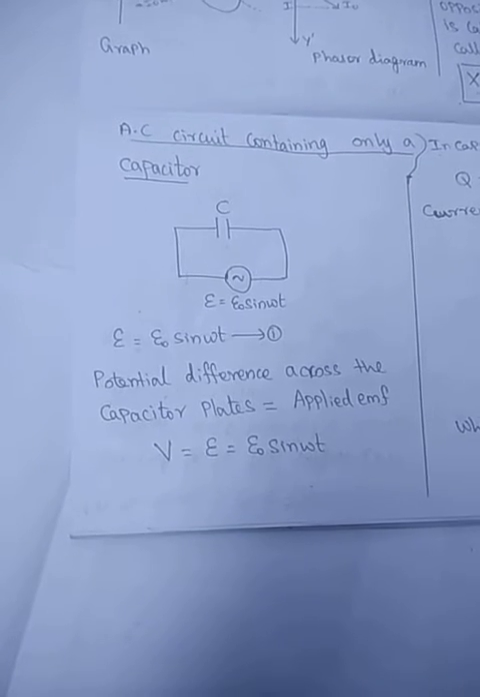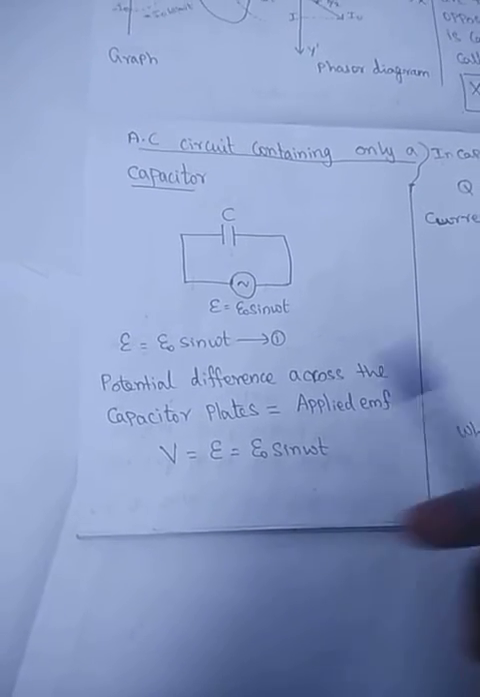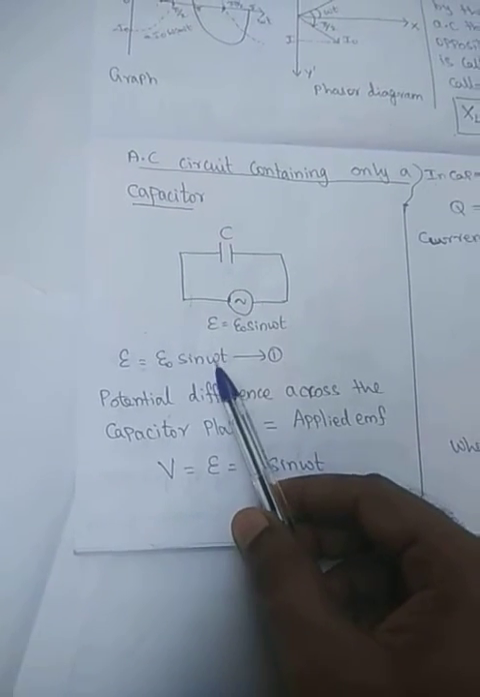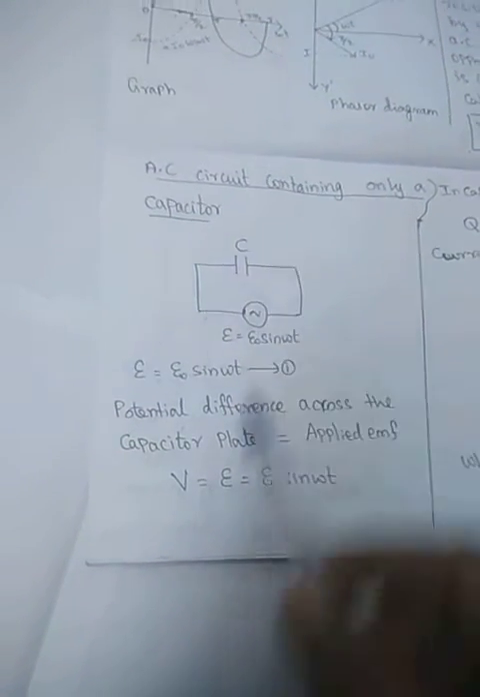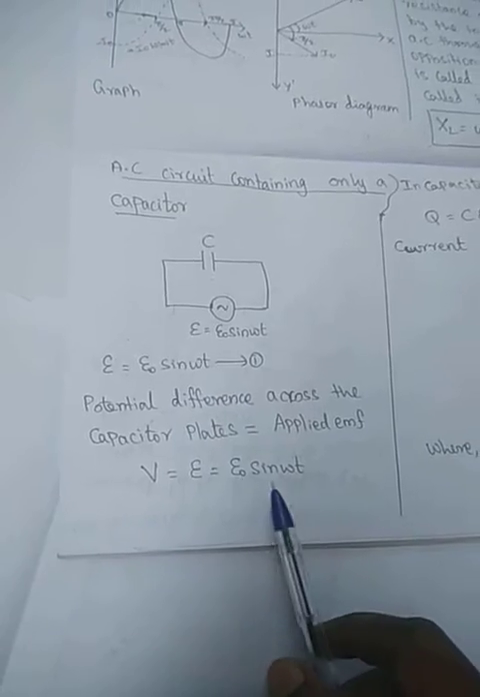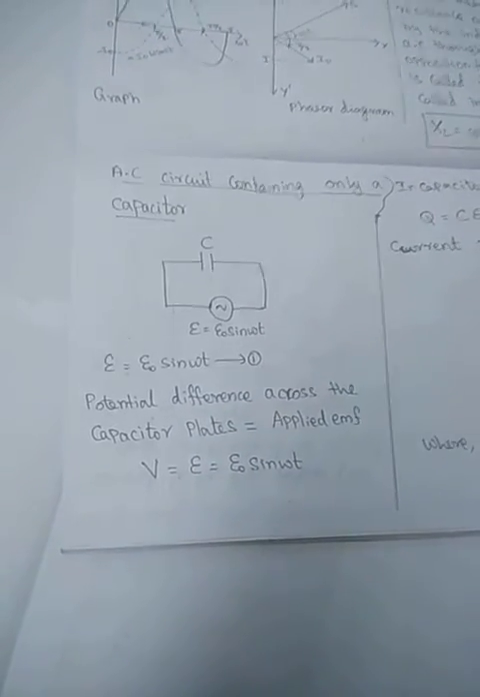AC circuit containing only a capacitor. The alternating EMF E0 sin omega t is applied to the capacitor. So the potential difference across the capacitor is equal to the applied EMF: V = E0 sin omega t.